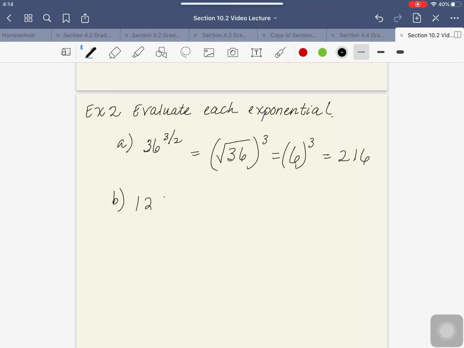All right, 125 to the 2/3 power. All right, that means we're going to take the cube root of 125 and then take that value and square it. So the cube root of 125 is 5, and 5 squared is 25.